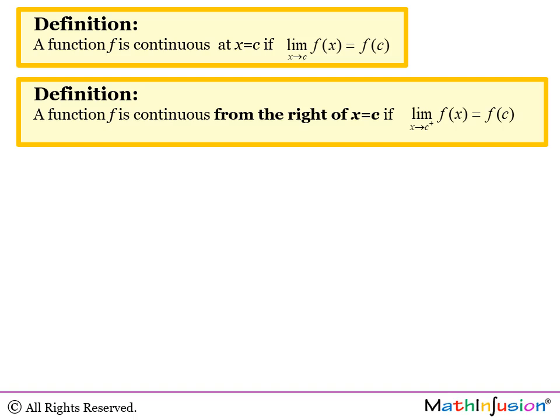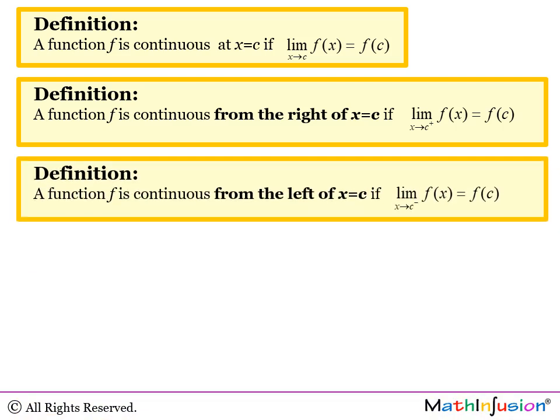We have also those not very useful definitions, so I'm just going to give them to you, but I'm not going to use them. We say that the function is continuous from the right at x equals c if the limit of the function when x approaches c from the right equals f of c. And the matching definition is a function that is continuous from the left at x equals c. In this case, the limit of the function when x approaches c from the left equals the value of the function at x equals c.